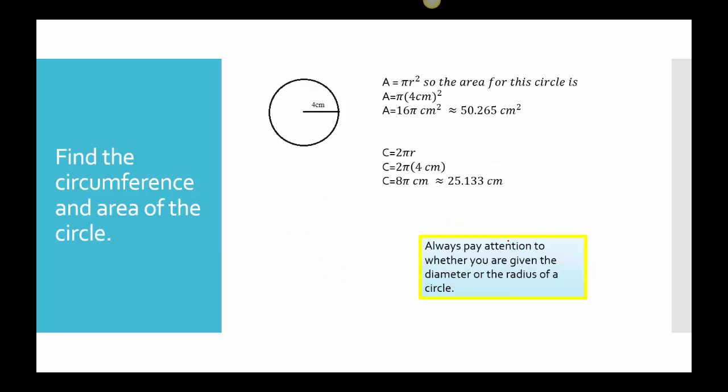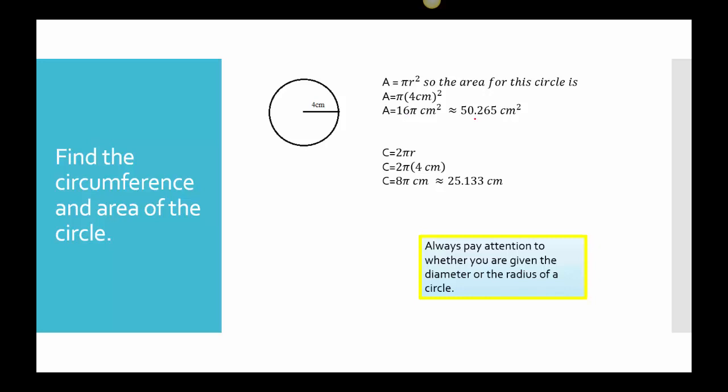All right, so let's do some really generic, boring, find the area and circumference of a plain old circle. No crop circles here. This one has a radius of 4. So I'm going to do the area as pi times 4 squared. That gives me 16 pi centimeters squared. I'm going to put this in my calculator. 16 times pi gave me 50.265 centimeters squared.